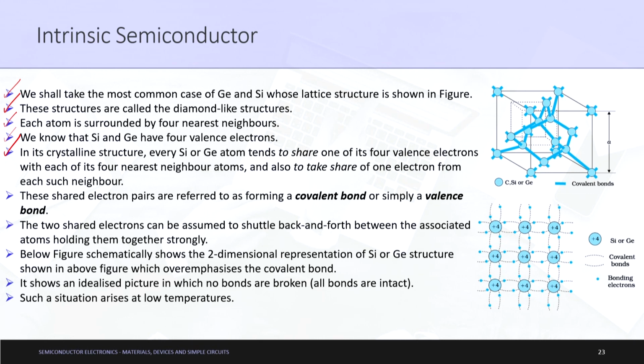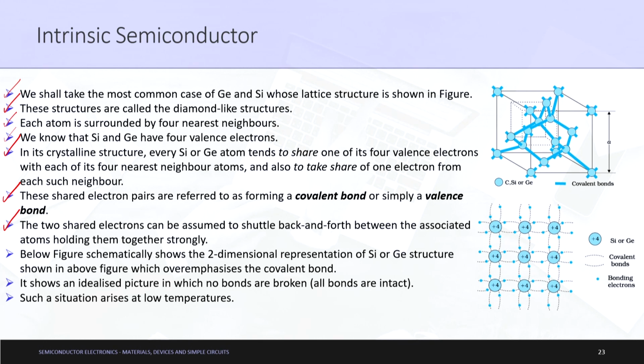Okay, so these shared electron pairs are referred to as forming a covalent bond or simply a valence bond. So this bond is called a covalent bond. The 2 shared electrons can be assumed to shuttle back and forth between the associated atoms, holding them together strongly. So basically, sometimes the electron is here, sometimes it goes there, and again it comes back. So it basically shuttles back and forth, holding the atoms together strongly.